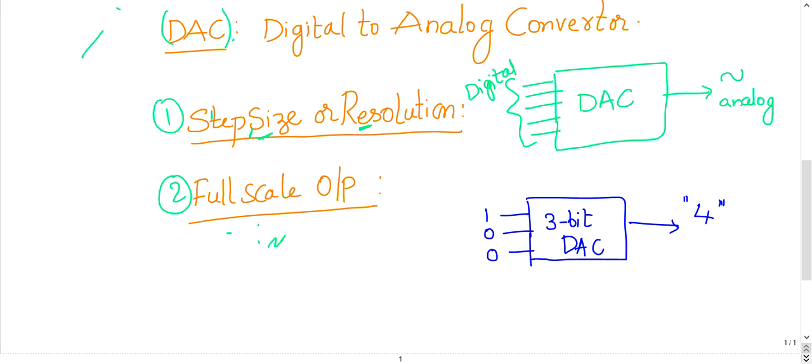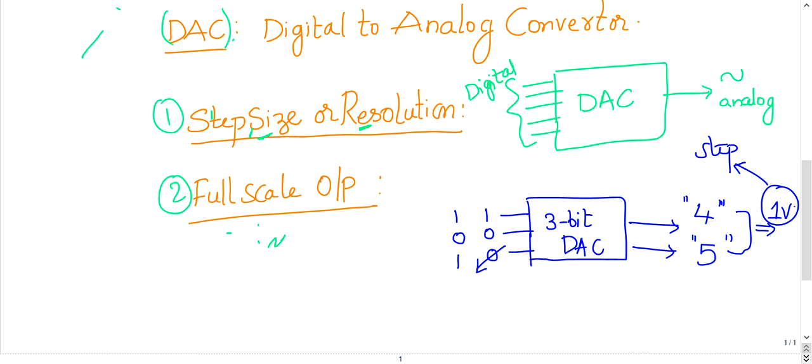Suppose I change 1 bit, the last bit of the DAC, that is I made this as 101, the next change which occurs, then it should be 5. So for a 1 bit change, whatever the difference between these analog voltages, this is nothing but 1 volt. This is nothing but step size.